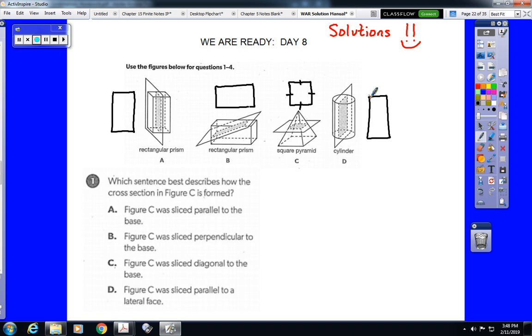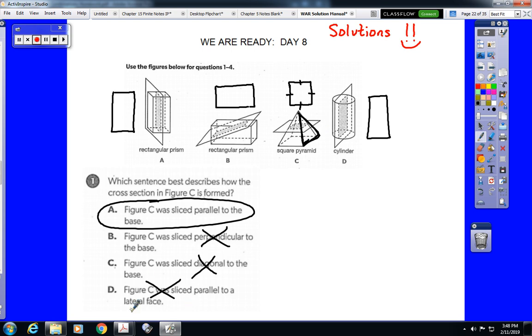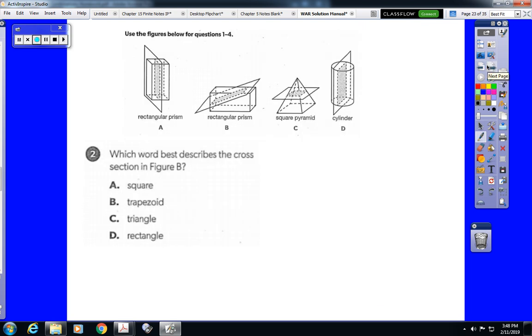So it says, which sentence best describes how the cross-section in figure C was formed? And this plane is parallel to the base of the pyramid. So the best answer would be figure C was sliced parallel to the base. Okay? It's not perpendicular, it's not diagonal, and the lateral faces, that would be one of the triangles. Clearly that plane is not parallel to one of the triangles, so that would be out as well. These cross-section questions are super easy questions.